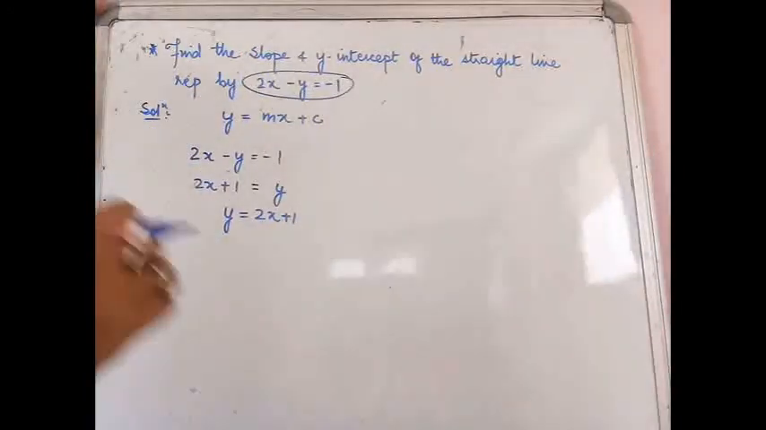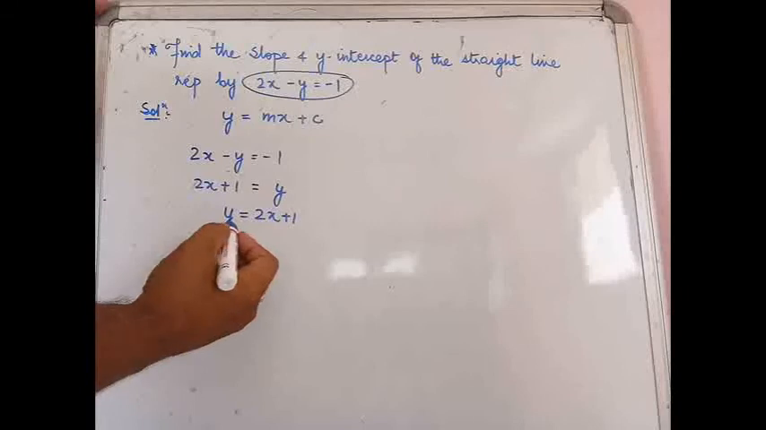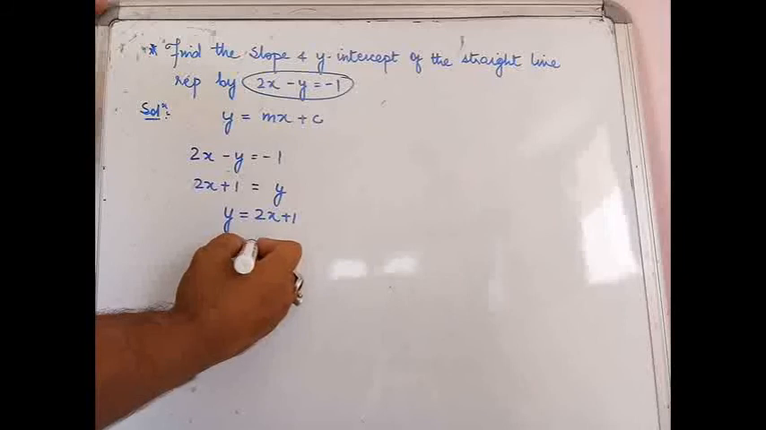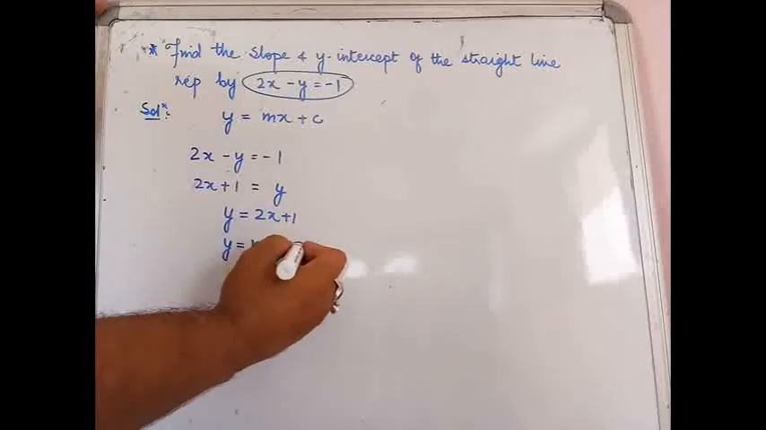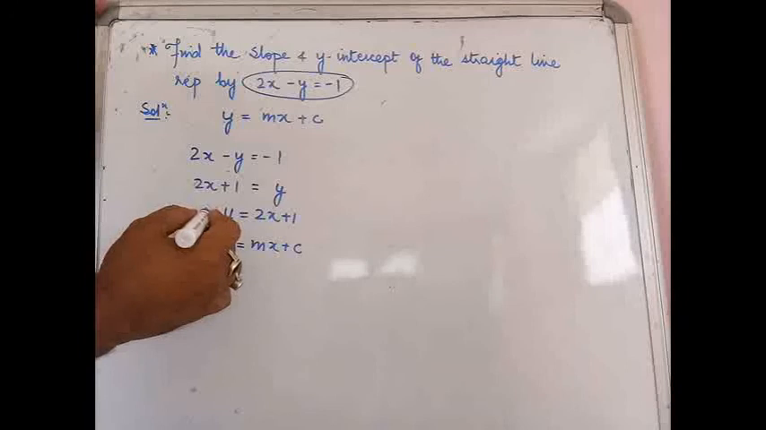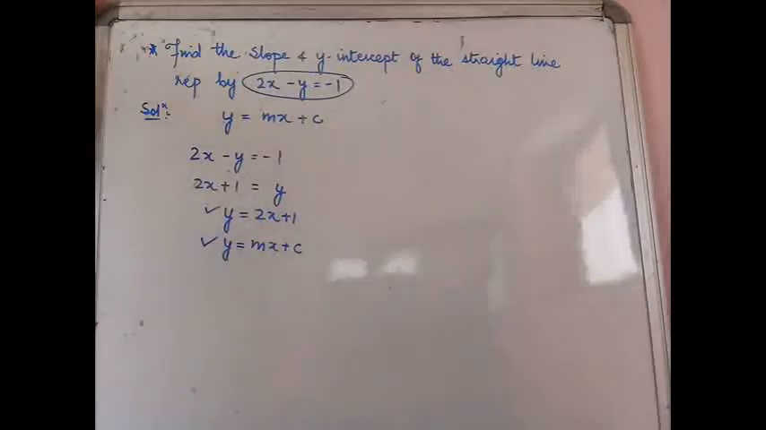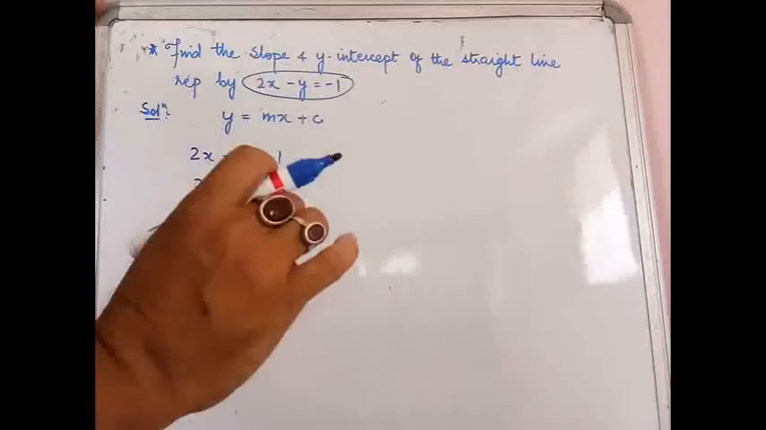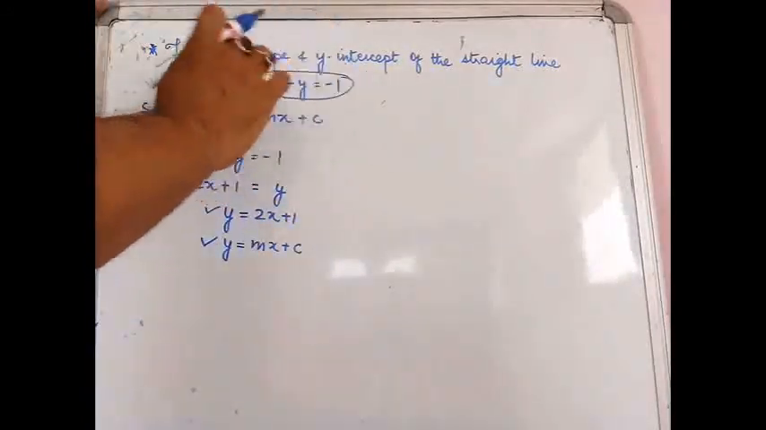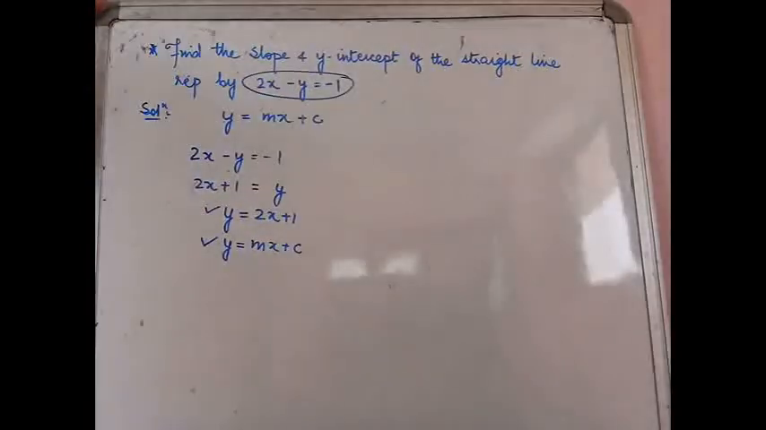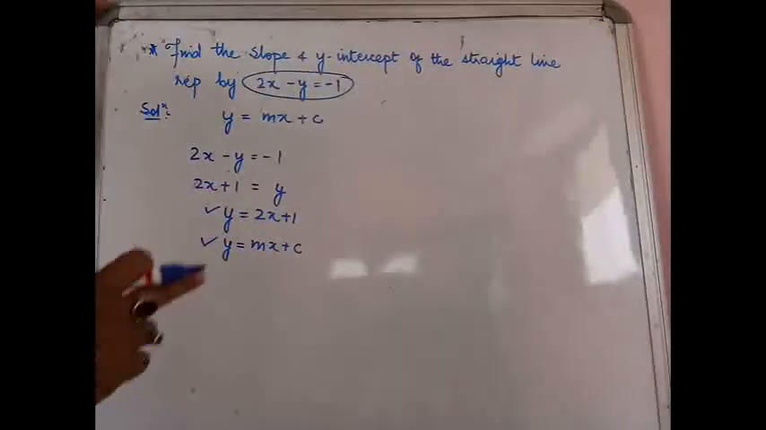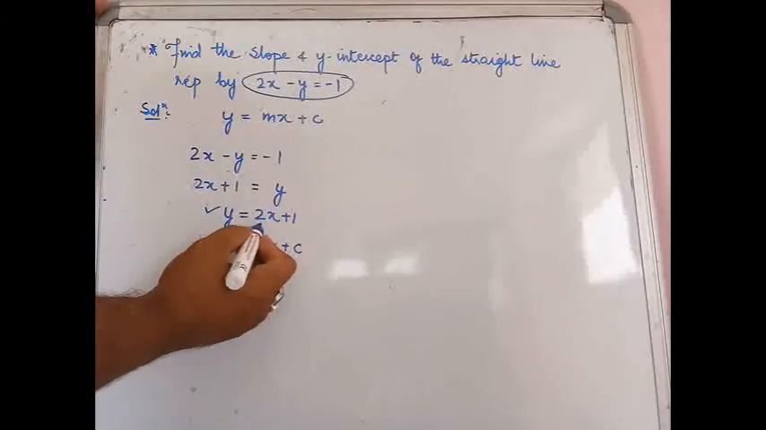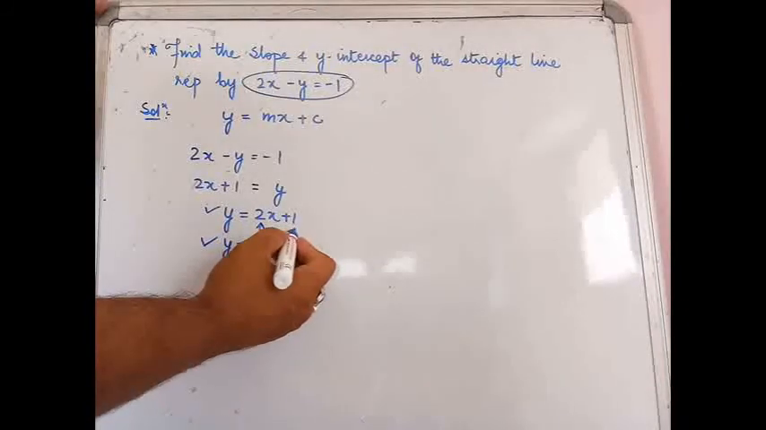So what is the reason why I am doing this? Because after doing this, you can easily see that if you write y is equal to mx plus c, this format is the same as this format. So I have made no change. The only thing that I have done is adjust y and x and the constant term to bring the original equation into the y is equal to mx plus c form. Now when you compare, the value of m will be 2, the value of c will be 1.